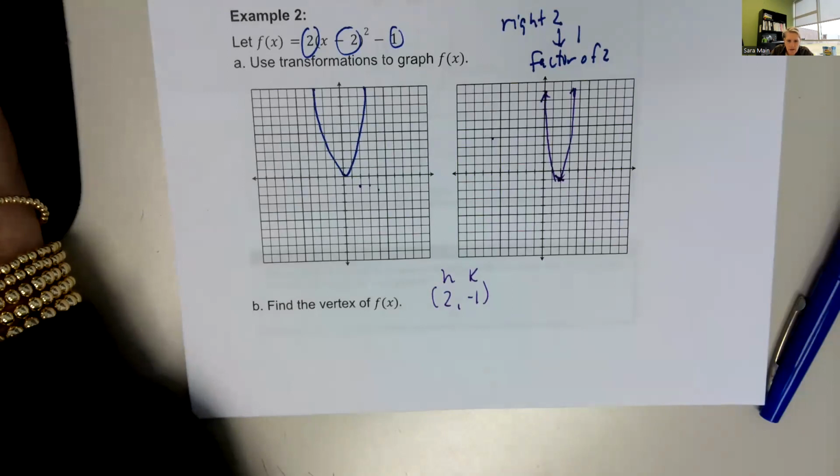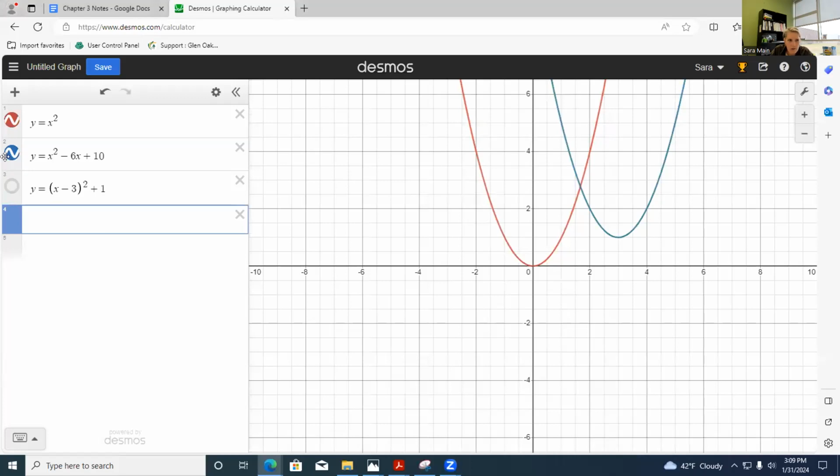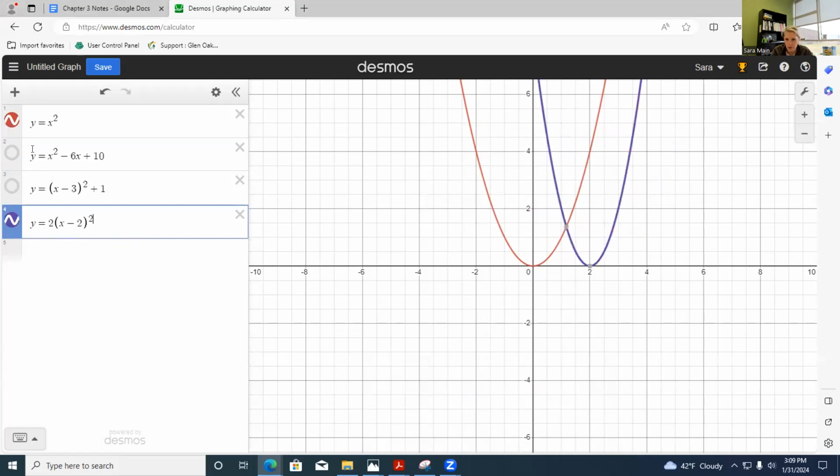And let's go back to our graph to see this. So I'm going to turn these off. There's our basic again, and here's our new one. It shifted over 2 to the right, and then it shifted down 1. And the 2 makes it more like a V shape instead of a rounded shape on the red. That's because we multiplied by 2 out in front.